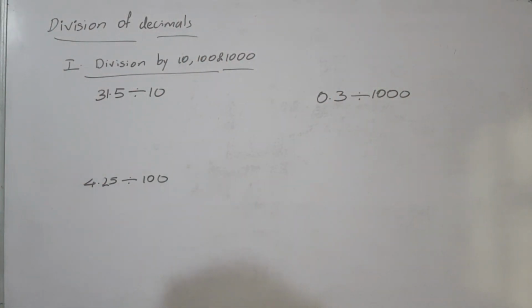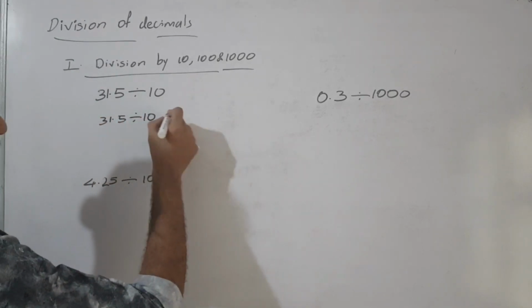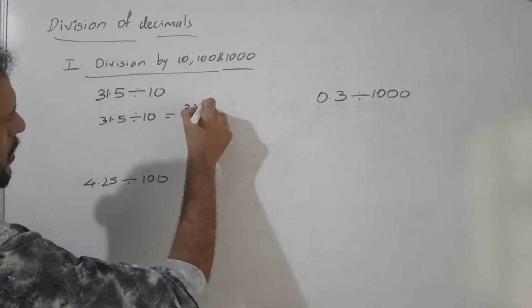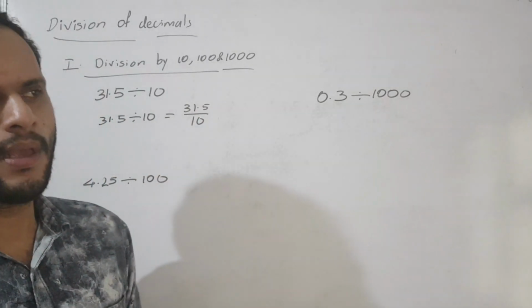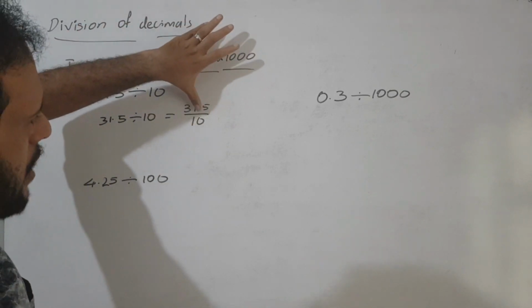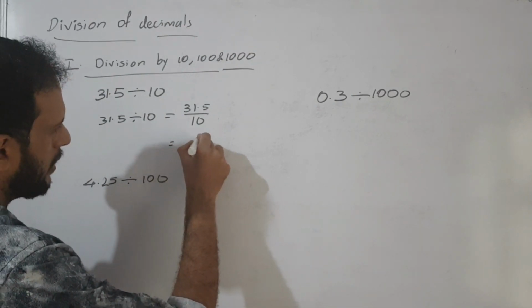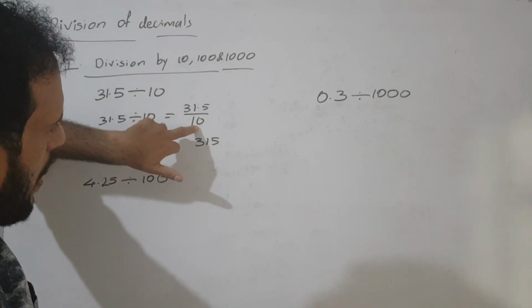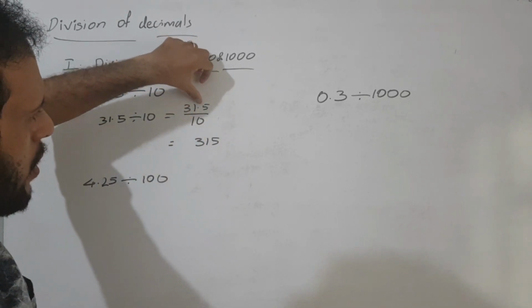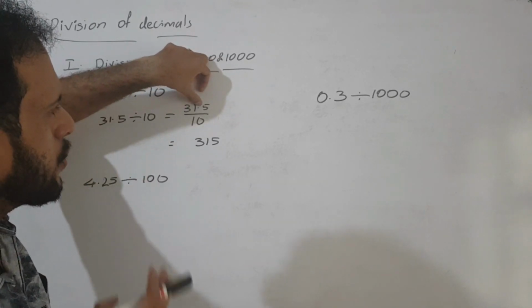Listen. The first example, 31.5 divided by 10. We rewrite 31.5 divided by 10. First we just avoid the decimal point. We do not consider it. The number is 315, so we write that. Then, in the case of multiplication, what did we do? First, we count the number of zeros. According to that, we move the decimal point from the current position to the back.